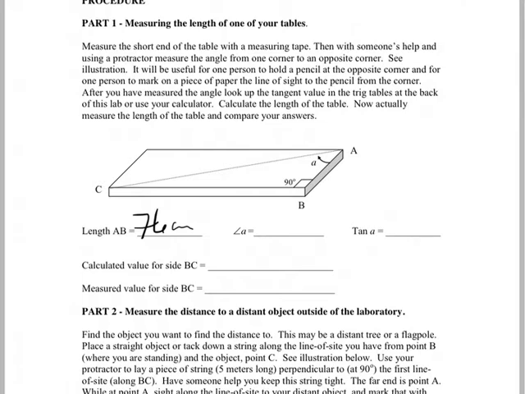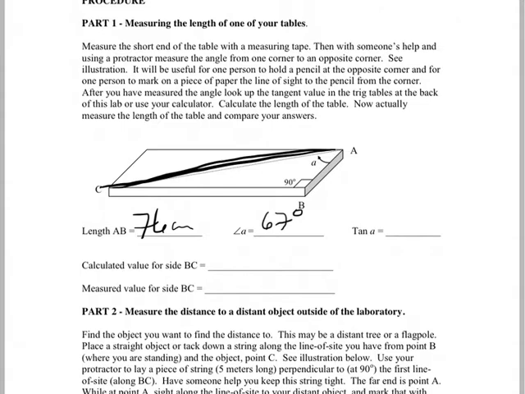Now what I want you to do is lay a string across the diagonal of the table, and I want you to measure, using a protractor, the angle that the string makes with this. So this angle A. So for me, I measured that angle, and I got 67 degrees.